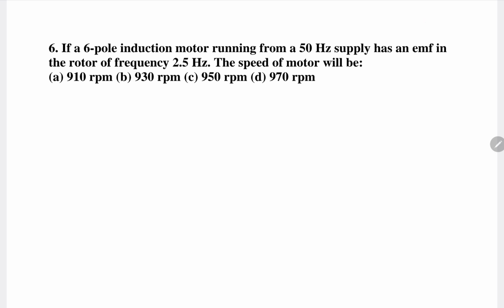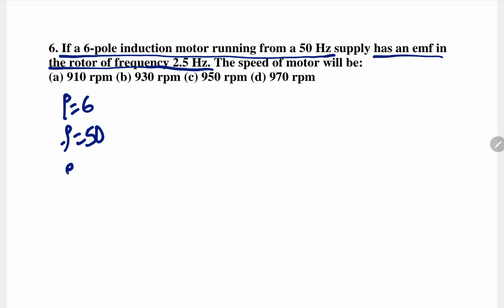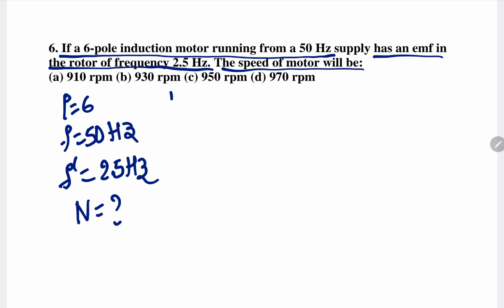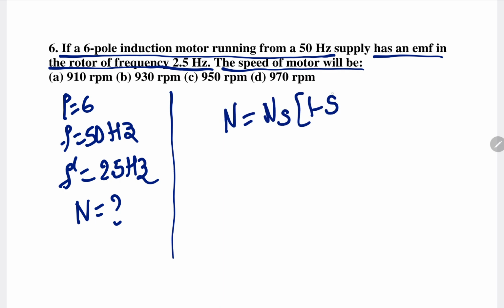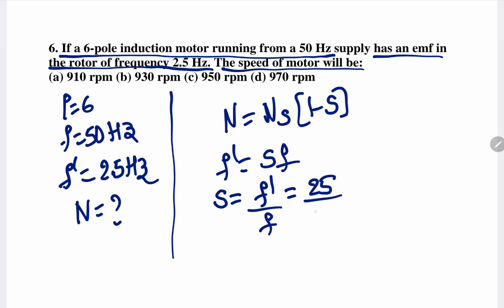Next, if a 6-pole induction motor is running at 50 hertz, so P is equal to 6, F is equal to 50, has an EMF in the rotor frequency of 2.5 hertz, so F dash is equal to 2.5 hertz, then the speed of the motor will be, so N value we have to calculate. N is equal to Ns into 1 minus S. F dash equal to S F, from this we can calculate the slip value. So S is equal to F dash by F. F dash is 25 and F is 50, that is 1 by 2, it is 0.5.